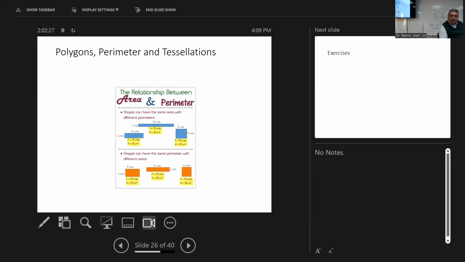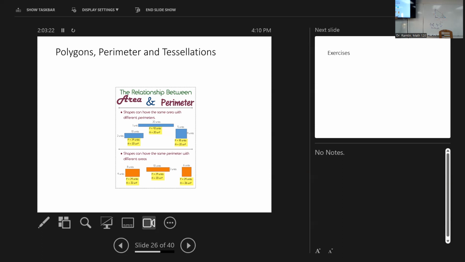Okay. Now we come to polygons, perimeters, and tessellations, for finding the relationship between the area and perimeters. Basically, if you have this rectangle, you just add 1 + 1, 2, 20 + 20, 40. So the perimeter is 40, the area is 20 square units. The side times the length gives you the area.